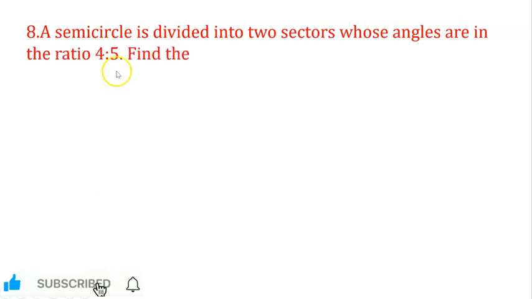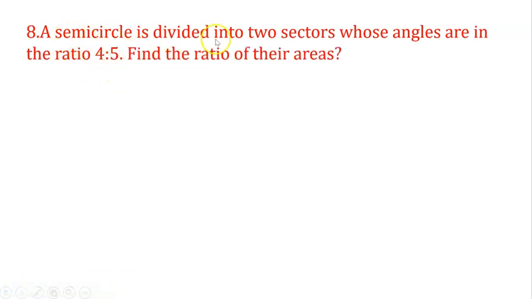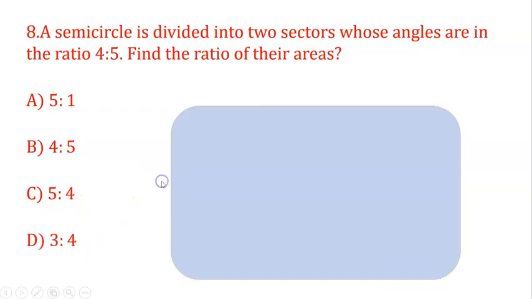Now next, a semicircle is divided into two sectors whose angles are in the ratio 4:5. Find the ratio of their areas. The first option, A is 5:1, B is 4:5, C is 5:4, and D is 3:4.